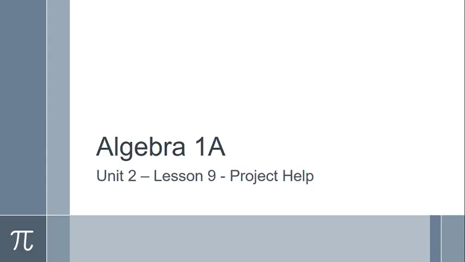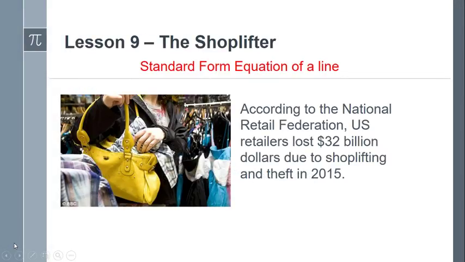All right, this is the Algebra 1A Unit 2 Lesson 9 project help. This project is about a shoplifter, and more specifically, the standard form equation of a line. Here we go. According to the National Retail Federation, U.S. retailers lost $32 billion due to shoplifting and theft in 2015.